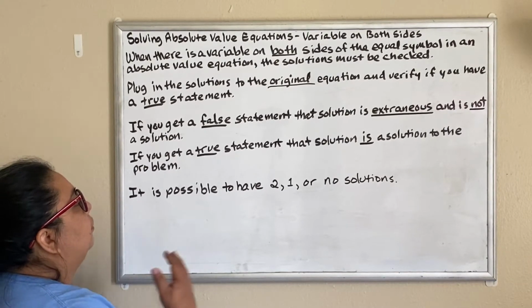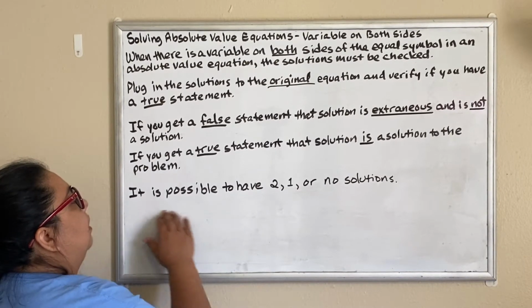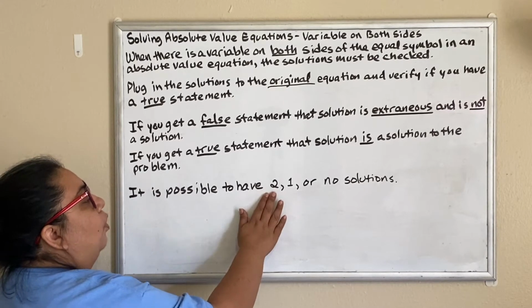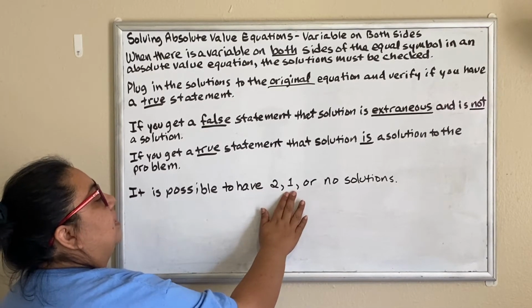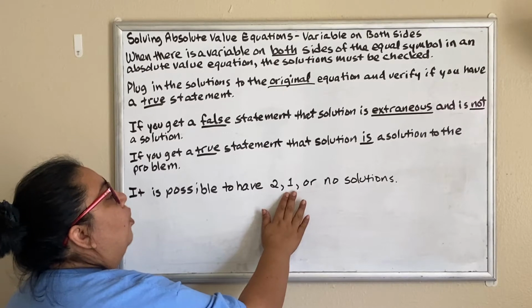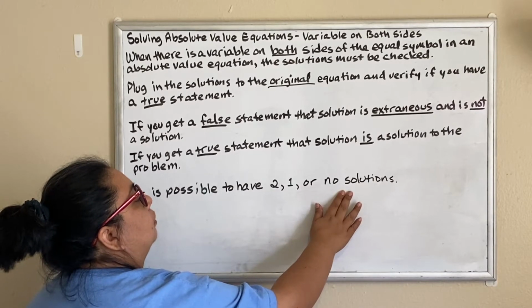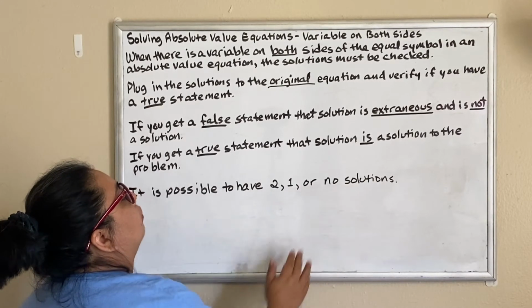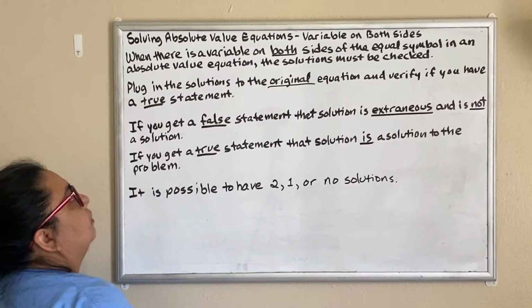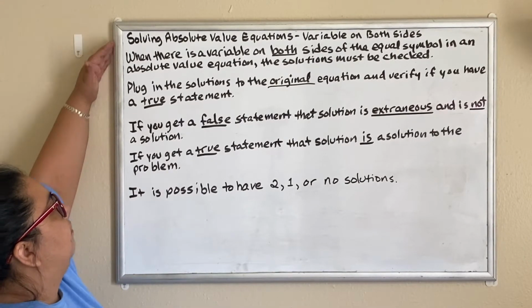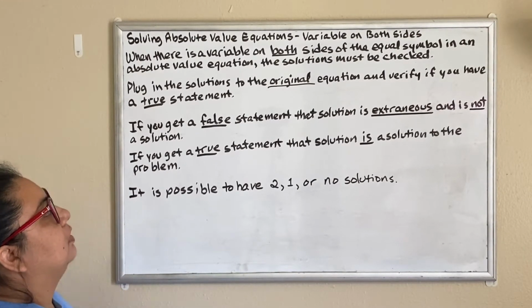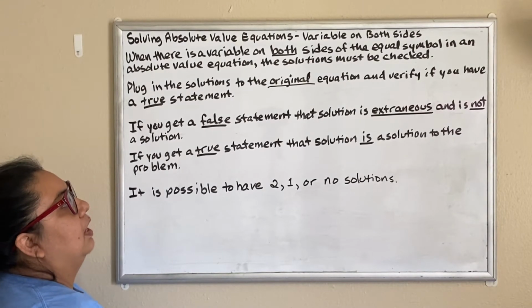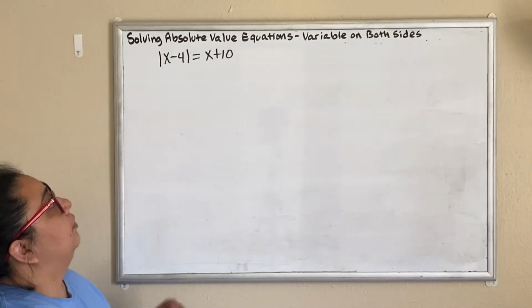As you're doing these, you'll notice that it's possible to have two solutions, or maybe you have one solution because the other solution is extraneous, or maybe both of your solutions are extraneous and therefore you have no solutions. Okay, so go ahead and take a moment to pause the video and copy this down, and then we'll get started on our examples. Okay, so here's example 1.